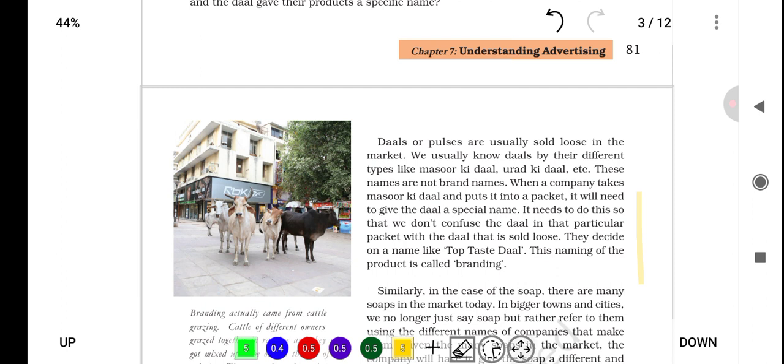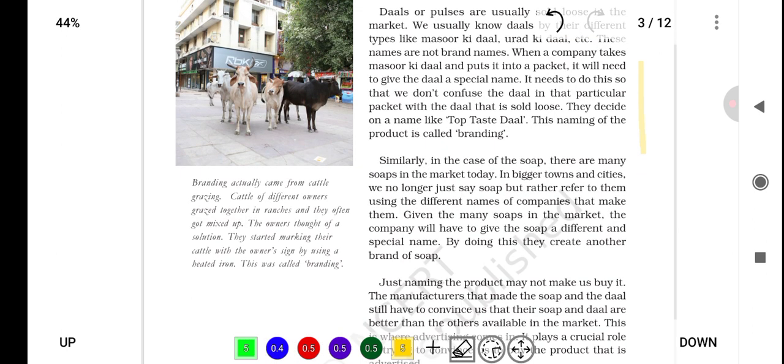Actually, the origin of branding started from here. If you want, you can read the snippet. Branding actually came from cattle grazing. Cattle of different owners grazed together in ranches and they often got mixed up. The owners thought of a solution. They started marking the cattle with the owner's sign by using a heated iron. This was called branding.